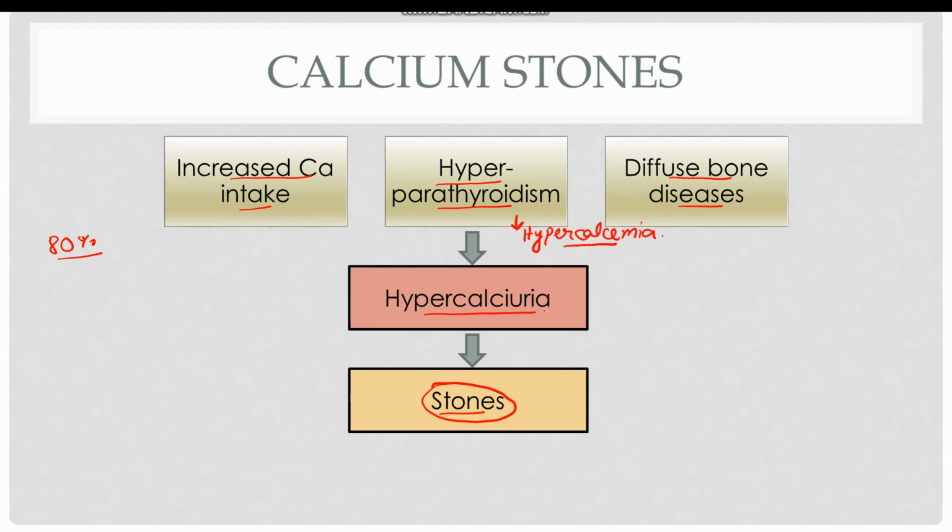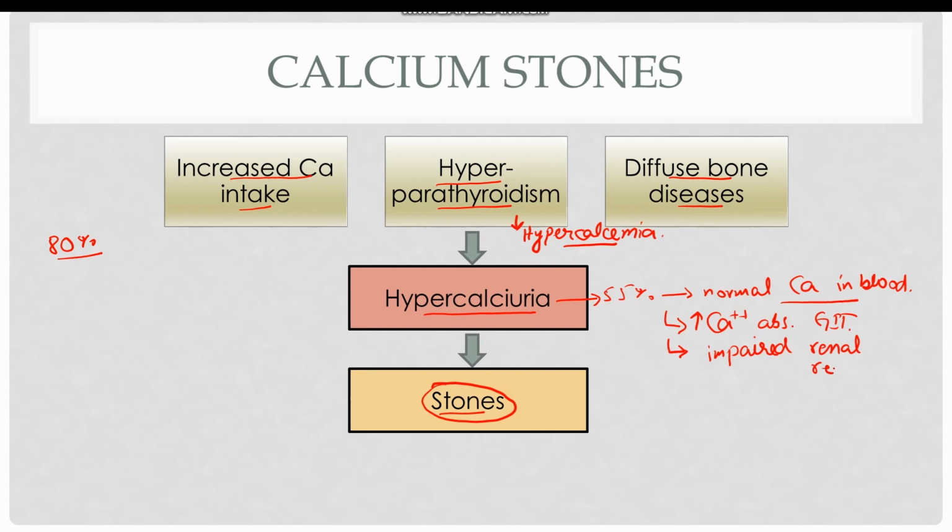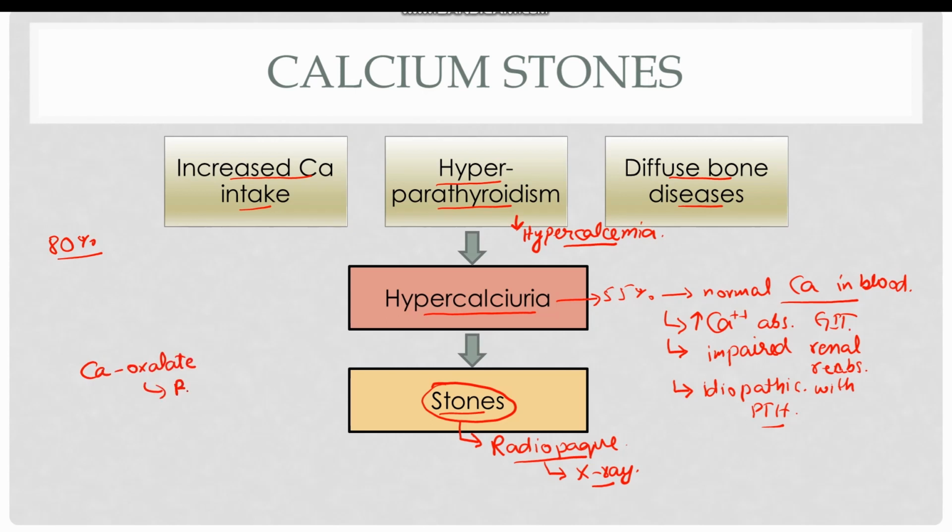Almost 55% of the patients with hypercalciuria have normal levels of calcium in blood. The hypercalciuria in such cases could be due to increased calcium absorption from the GIT. It could be due to impaired renal reabsorption of calcium, or in certain cases it is idiopathic with normal PTH levels. The calcium oxalate and calcium phosphate stones are radio-opaque, which means they are visible on X-ray films. Calcium oxalate stones appear dark or blackish in color, whereas calcium phosphate stones appear pale or whitish.